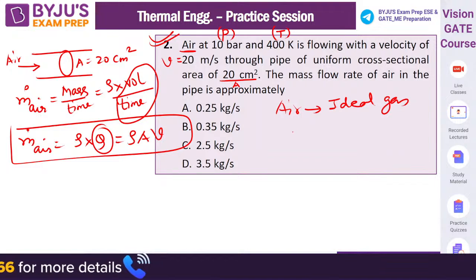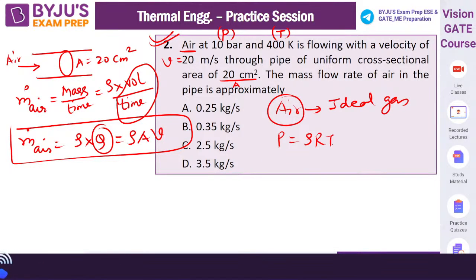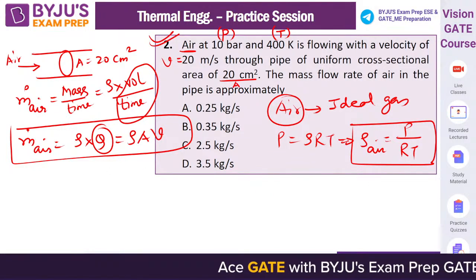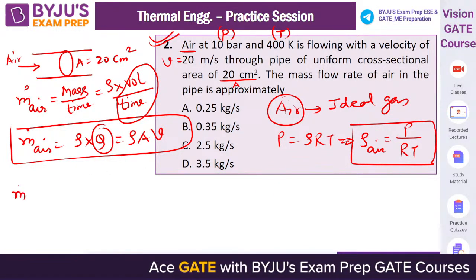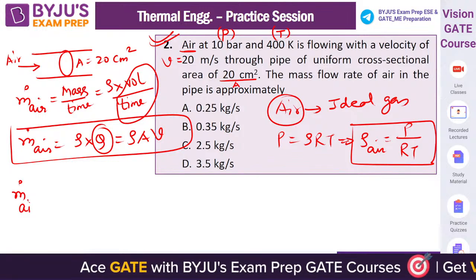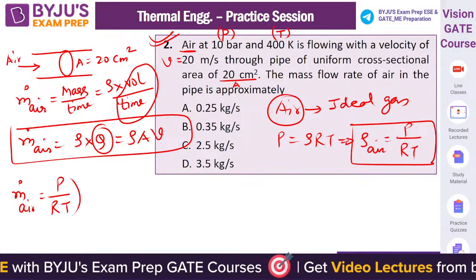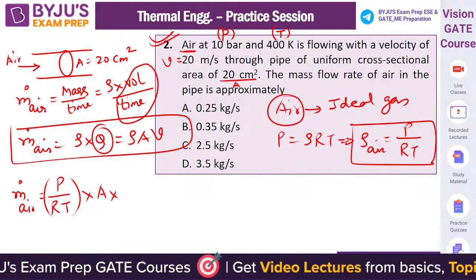We do not know. So from the ideal gas equation, P is equal to rho RT, or we can say rho of air is equal to pressure of air upon R into T. That is how we get the value of density. So mass flow rate of air will be equal to density of air, P upon RT, into area into velocity.